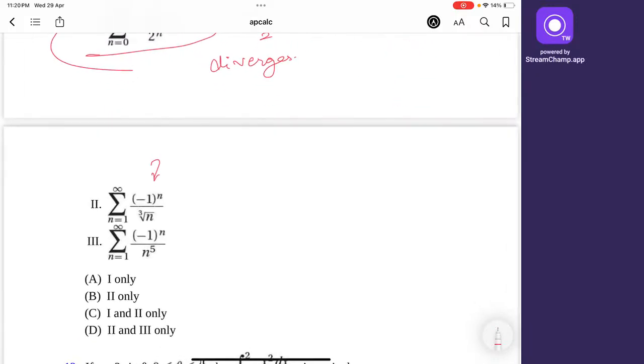This series converges by the alternating series test. It is alternating, and 1 by cube root of n goes to 0 as n tends to infinity, and it's decreasing. So therefore this series converges.